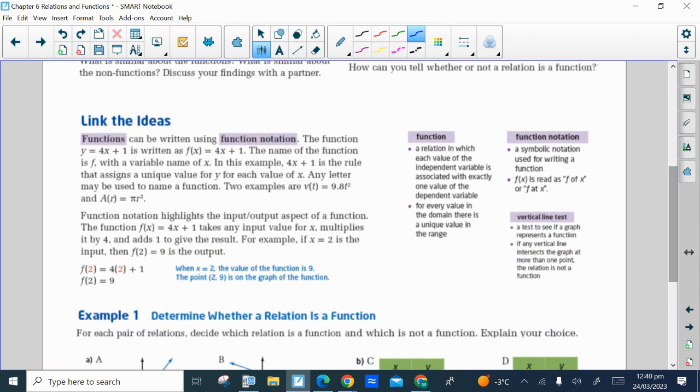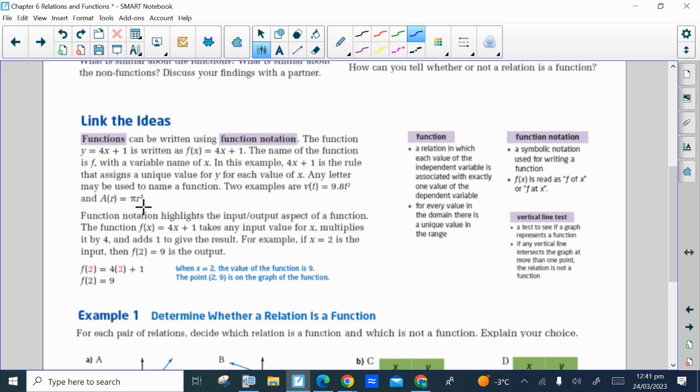And when you have a function, you can write it in what's known as function notation. The function y equals 4x plus 1 is written as f of x equals 4x plus 1. The name of the function is f with a variable of x. In this example, 4x plus 1 is the rule that assigns a unique value for y for each value of x. Any letter may be used to name a function. 2 examples are v of t equals 9.8 t squared, or A of r equals pi r squared.